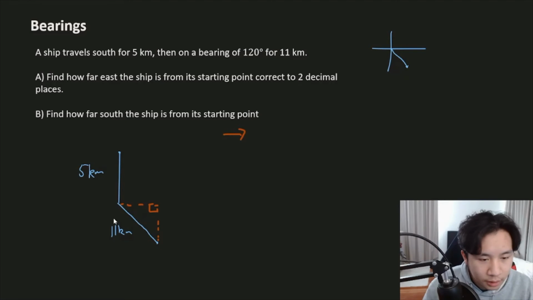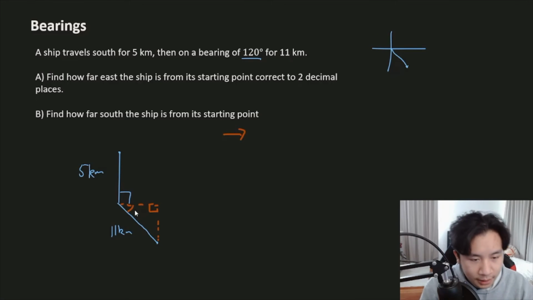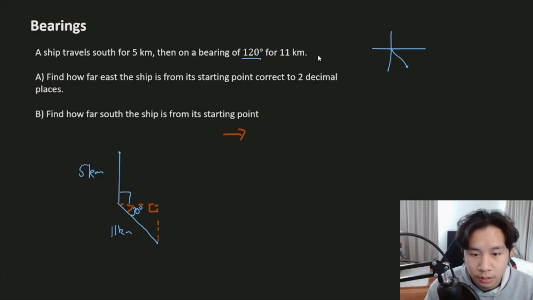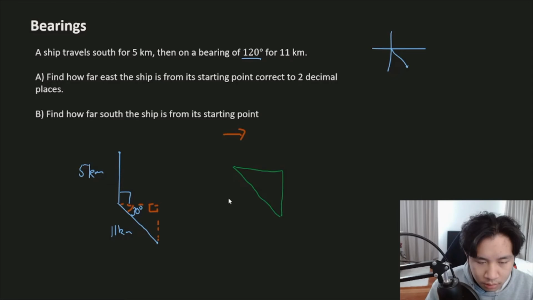So this is a right angle triangle, and I actually know what this angle is right here, because they tell me this is a bearing of 120 degrees. So this whole thing is a bearing of 120 degrees, and I know that this is 90. Because that's 90, this has to be 30 degrees, because 30 plus 90 equals 120. I'm just going to draw the triangle here so it's easy to see. A triangle looks like this: 11 kilometers, 30 degrees, and that's a right angle.